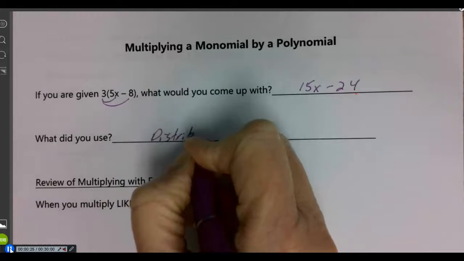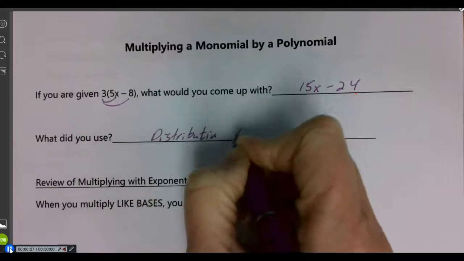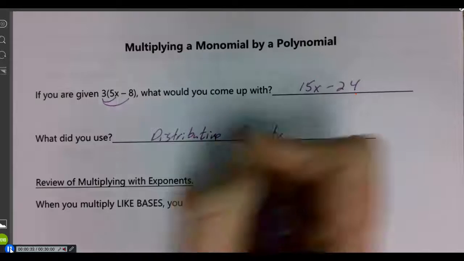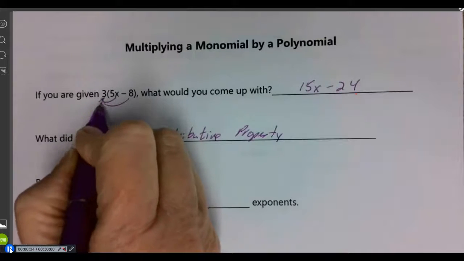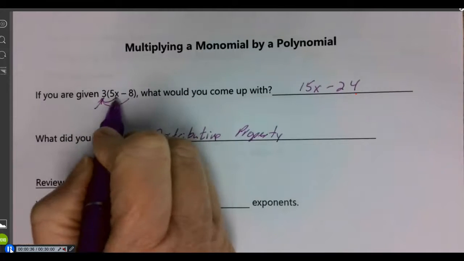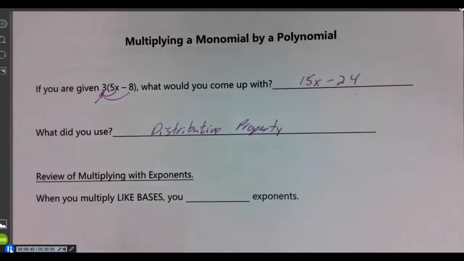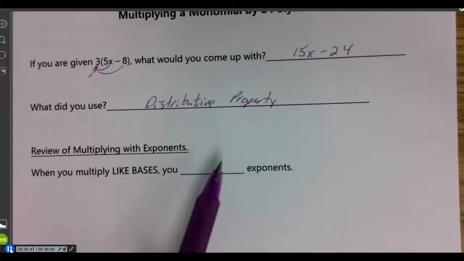So we've been using that for a while, and here's the really cool thing. This is a monomial, 3 is a monomial, times a binomial, right? 2 terms. So you've been multiplying a monomial times a polynomial. Now, combined with what you have already learned, if you multiply like bases, what do you do with the exponents?